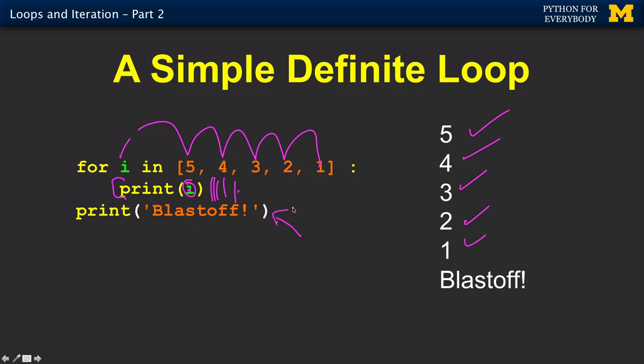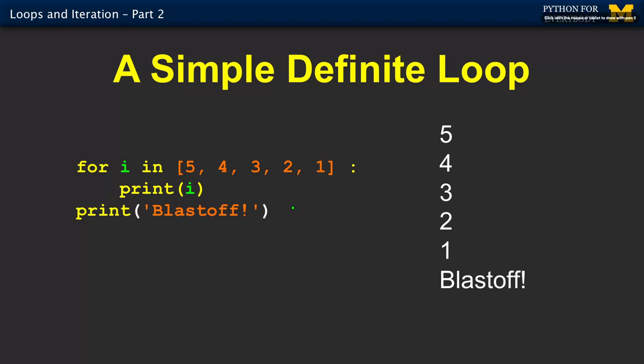Blast off. And so we construct it in a way that we have directed Python to do all the work. We have an iteration variable, we have a set of things we want to loop through, and it just guarantees that it's going to run this code once for each of these 5 values. Another way to draw that would be: run it once for 5, run it once for 4, run it once for 3, run it once for 2, and run it once for 1. 5, 4, 3, 2, 1, blast off. So that's very definite. Python takes care of everything for us. We don't have to have a logical condition to stop or anything like that.